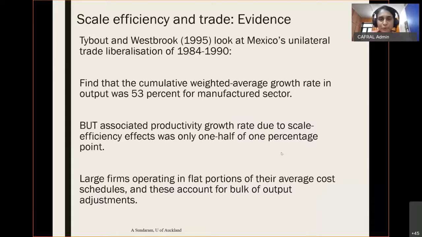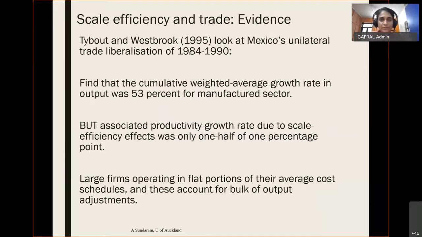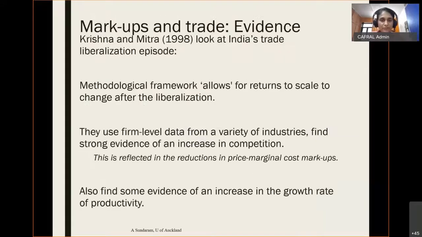I'm going to take a few more minutes, and I think I can also spend a few minutes tomorrow, maybe the first 15 minutes or so, going through the regression, right? So there have been studies that use this Olley-Pakes method. You can look up these studies: Krishna and Mitra for India, Tybout and Westbrook look at Mexico. They all do this Olley-Pakes estimation and look at the impact of trade on firm level productivity.